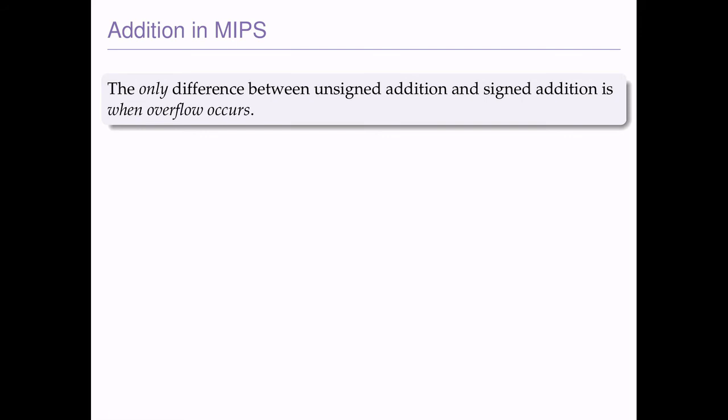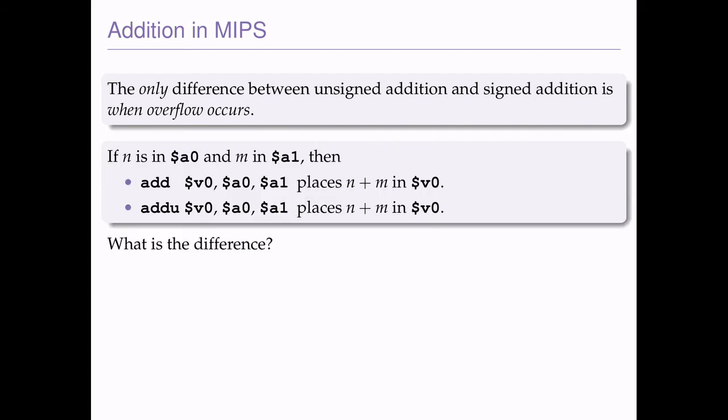So there are a couple of instructions in MIPS. Now we've only used add and add immediate, but there is another instruction called add unsigned. And the difference between unsigned and signed addition is where overflow occurs. So for example, if n is in A0 and m is in A1, then adding these two together puts a value in V0 for both of these instructions. But what is the difference here?